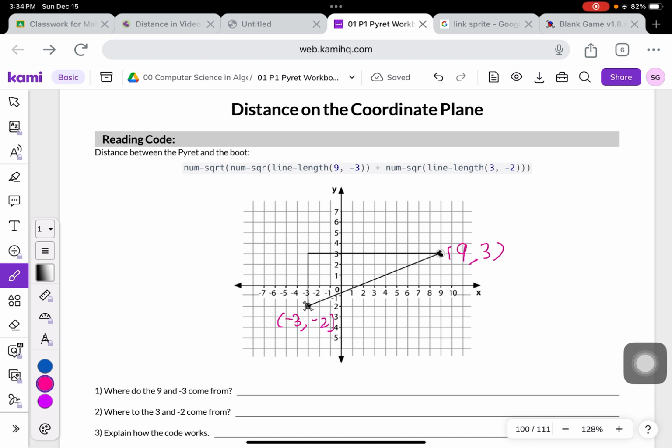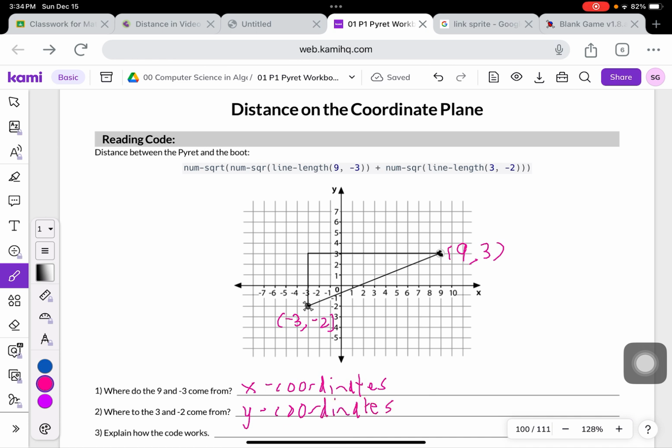So where did 9 and negative 3 come from? Those are your x coordinates. So where do you suppose 3 and negative 2 come from? Yeah, those are the y coordinates.